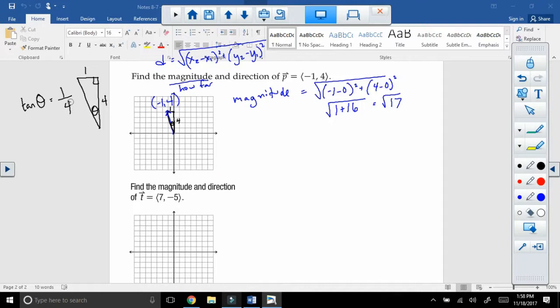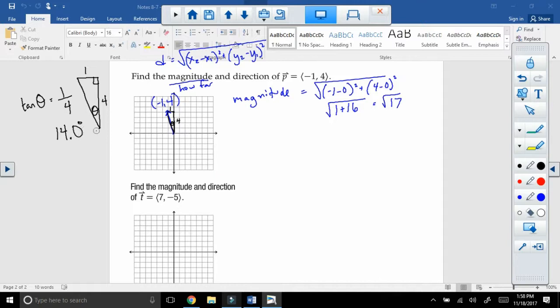I have it in my hand. You guys can't see it. Hopefully you have your calculator out too. This angle is about 14.0 degrees when I round to the 10th. And I am going to ask that you round to the 10th.